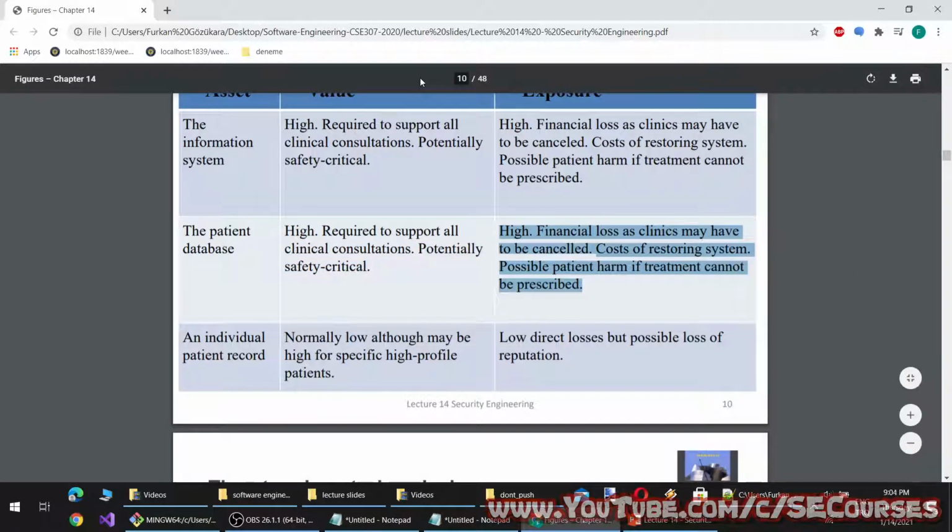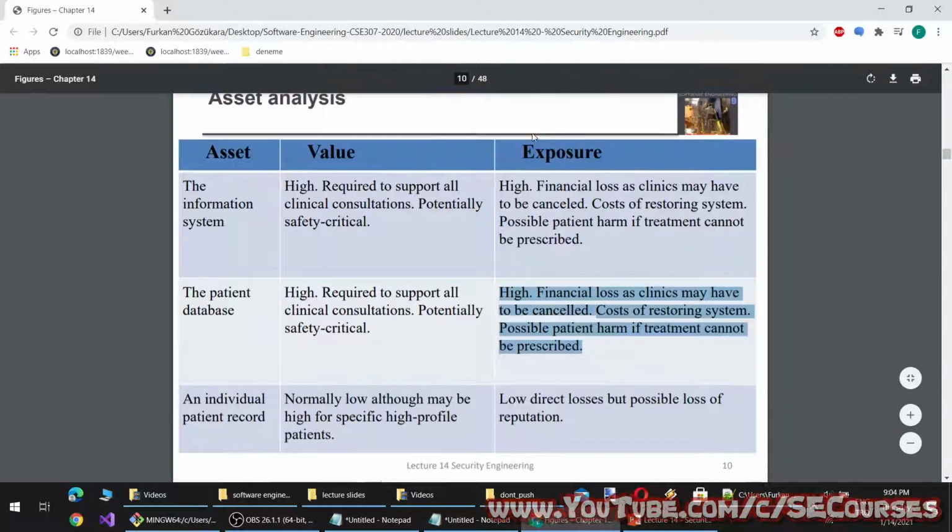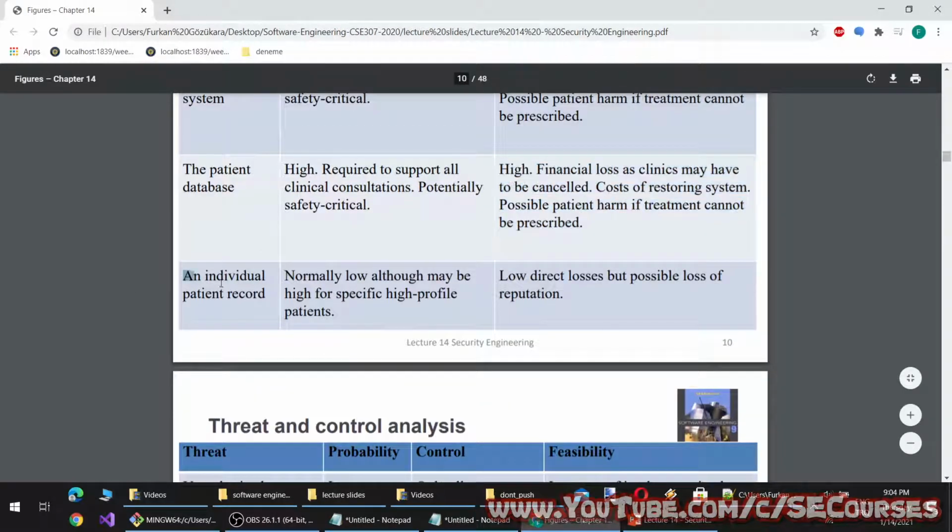High. Financial loss as clinics may have to be cancelled. Costs of restoring system. Possible patient harm if treatment cannot be prescribed. Okay, and then an individual patient record.